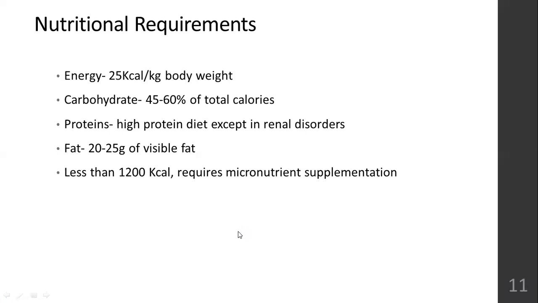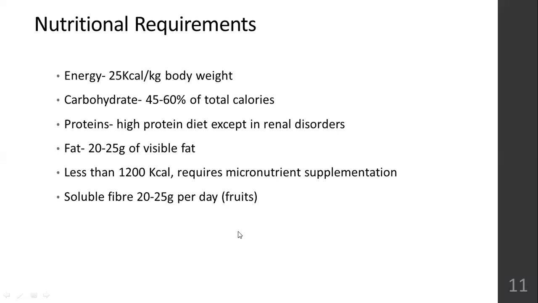With less than 1200 kilocalories, you require micronutrient supplementation, because not just for diabetic patients, but even for a normal person who is very diet conscious, or who is on a road to lose weight. Okay, when they reduce their calories so much, less than 1200 and all, you have to take supplements to prevent any nutritional deficiencies. Okay.